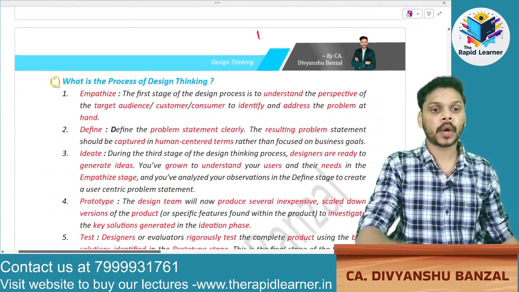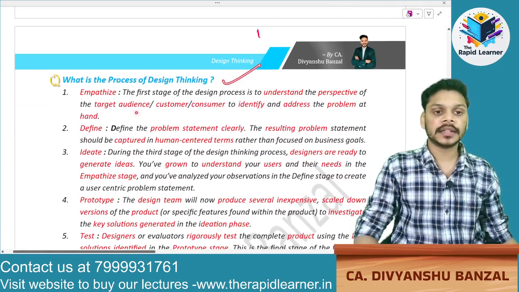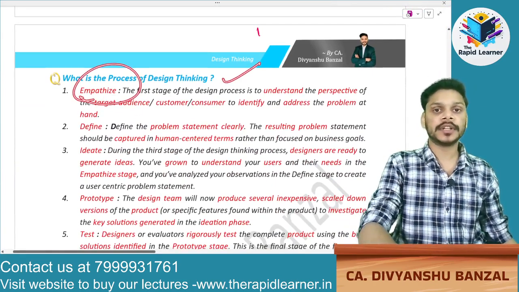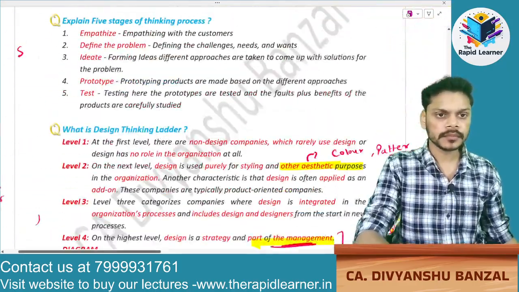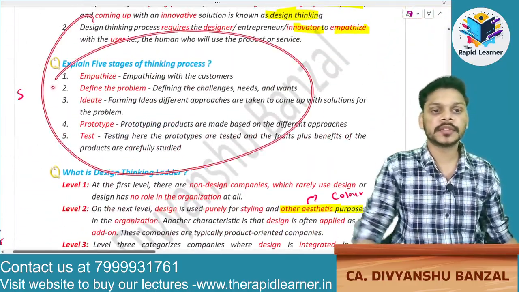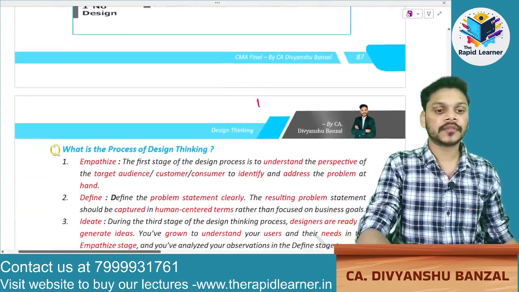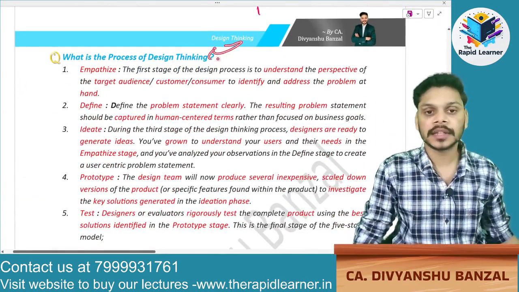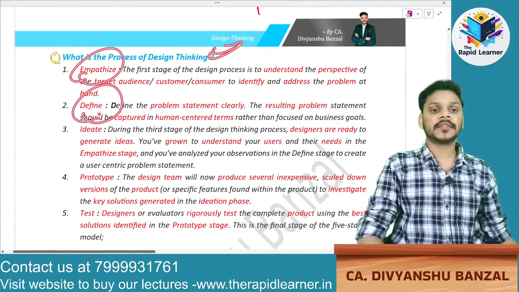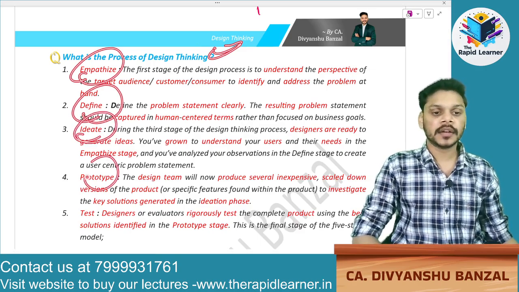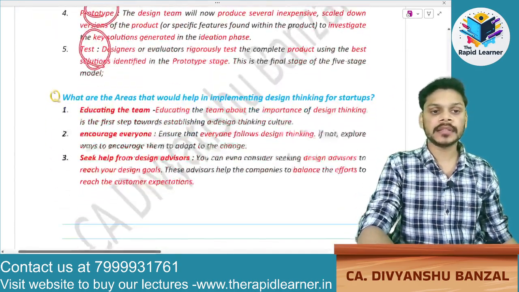Simple. Now what is the process of design thinking? First one is empathize. I have already explained it here, in explain the 5 stages. So you can say that the 5 stages and the process of design thinking are the same question. Empathize, second one is define, third one ideate, fourth one is prototype, and fifth one is test.